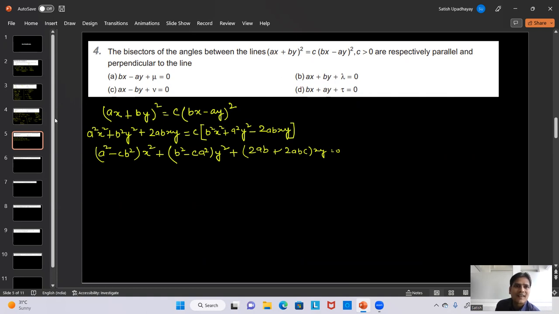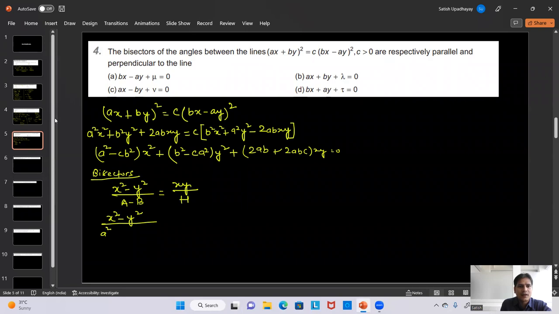Now I will write the equation of bisectors for this. It will be (x square minus y square) upon (a minus b), or I can represent it with capital A minus B, is equal to xy upon h. Is it okay? Now I will substitute the values of a and b. So x square minus y square upon what is a? The coefficient of x square.